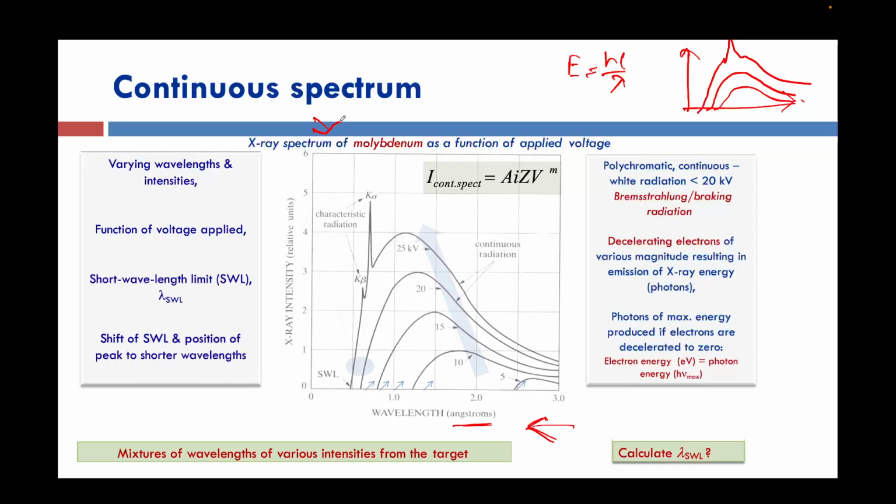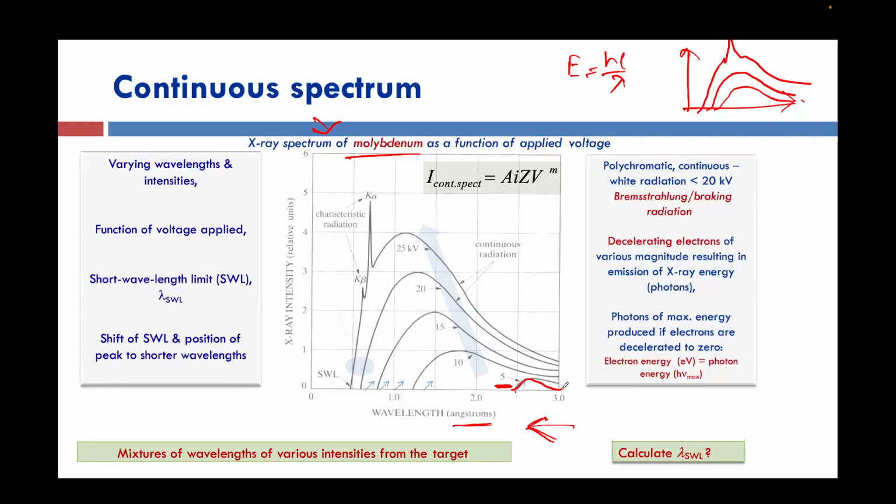Here one interesting thing to note: let's say I am talking about a molybdenum material. Molybdenum material means I am taking my anode or my target material as molybdenum. I don't care about the cathode and other circuit. Now I am talking about the molybdenum anode or target. When I apply a potential of 5 kilovolt to the molybdenum, that energy is not sufficient to knock out a K shell electron. That is why I am getting a continuous spectrum here.